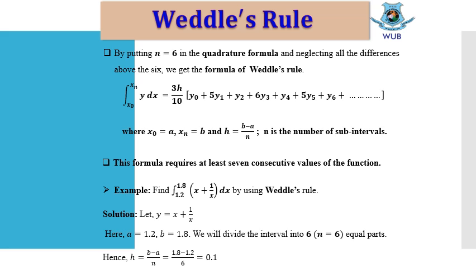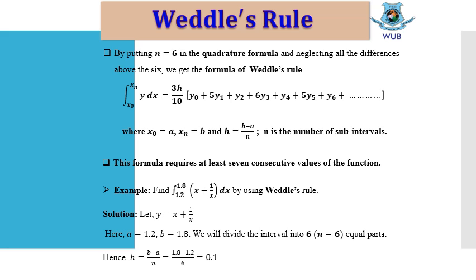Now this formula requires at least 7 consecutive values of the function. Here is a function given for you, where you have to find the area by using Weddle's rule. The function is the integral with lower limit 1.2 and upper limit 1.8 of (x + 1/x) dx.